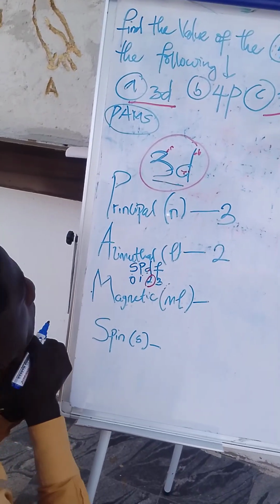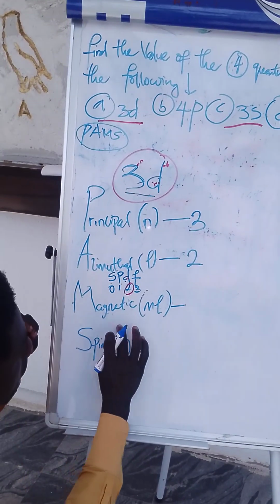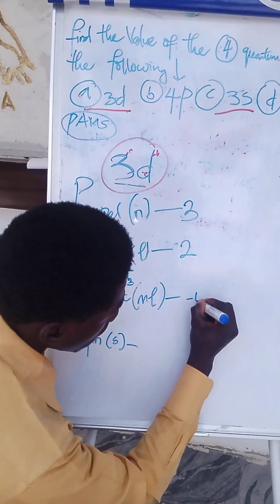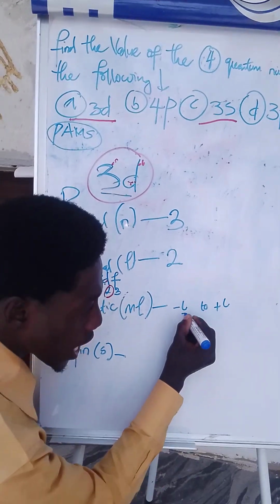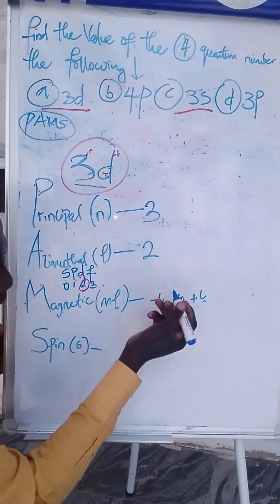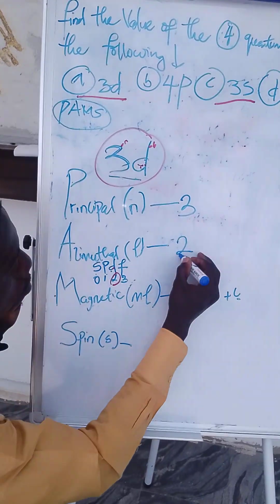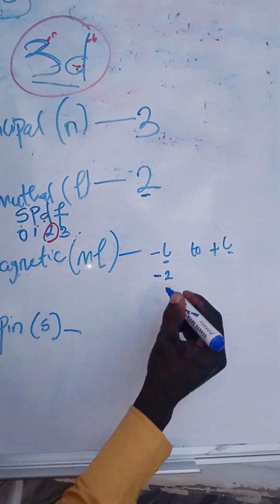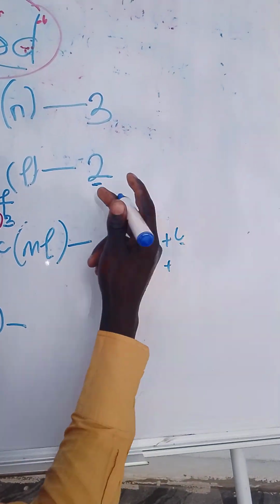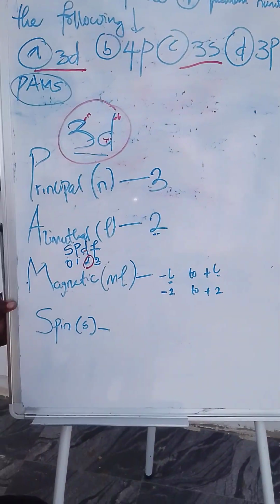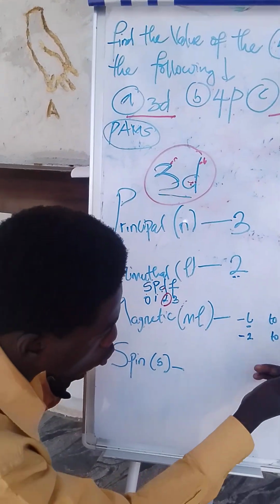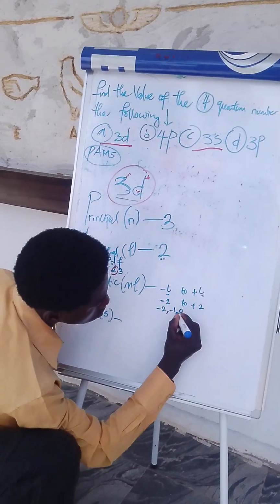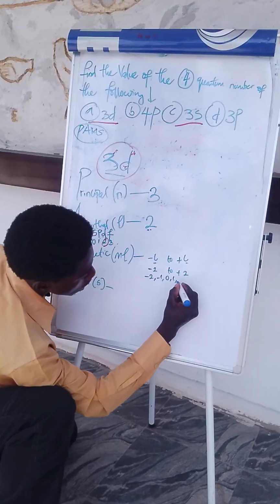Now, our magnetic, our ML. I told you that ML is very simple, ranging from minus L to plus L. And your L is your azimuthal, which is here. So that means minus 2 to plus 2. You now begin to list from minus 2 to positive 2: minus 2, minus 1, 0, then 1, then 2.